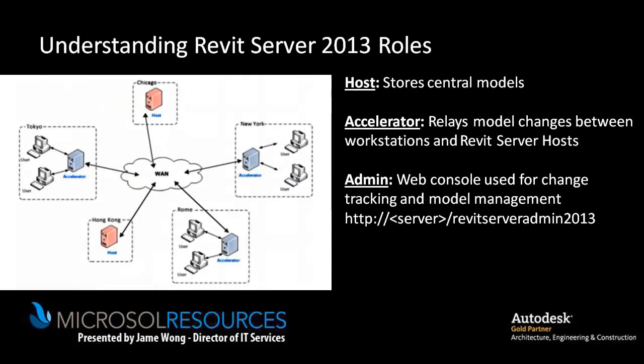The host is what was previously known as the central Revit server. It is where all the Revit models will reside on your network. The accelerator is responsible for pushing and pulling changes from the host and pushing them to your workstation. The admin portion is the web console used for tracking changes and model management. For 2013, go to your HTTP server name /Revit Server Admin 2013 and make sure all your prerequisites are installed, including Silverlight.